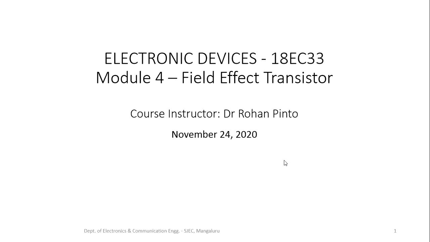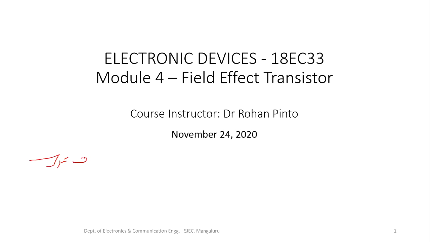Unlike BJTs, FETs are unipolar devices because in FETs only either the holes or the electrons are used for current conduction, whereas in a BJT both electrons and holes are used. BJTs operate with both types of charge carriers, whereas FETs operate with only one type of charge carrier.